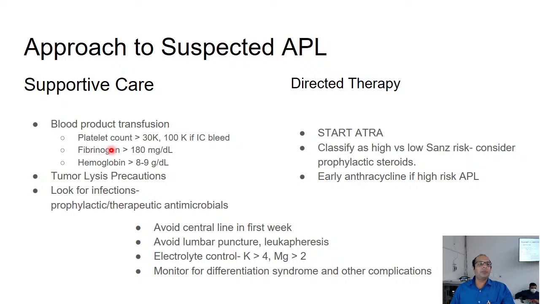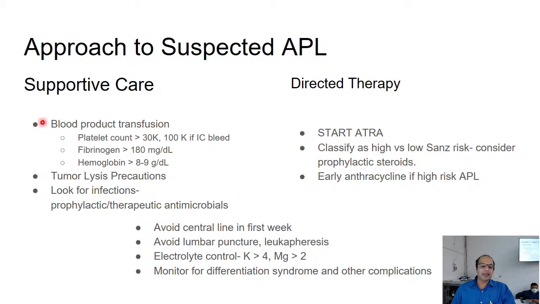Patients are to be arranged for RDP or SDP transfusion to maintain a platelet count of more than 30,000, or fibrinogen concentrates or FFP or cryo to maintain a fibrinogen level of more than 180 milligrams per deciliter. Classify the patient as SANZ low risk or high risk. Consider prophylactic steroids in the patients with high risk APL. If the patients are of high risk APML, you should also consider starting them on early anthracycline based therapy within the first 1 or 2 days of the diagnosis.